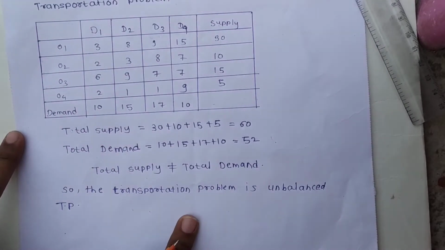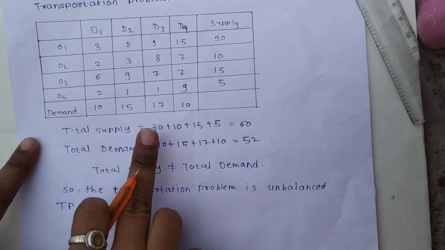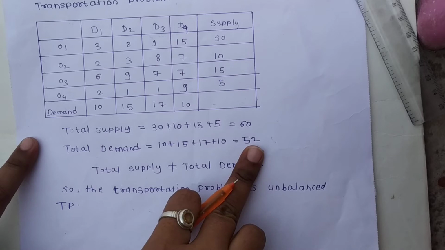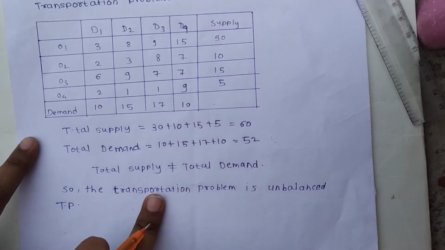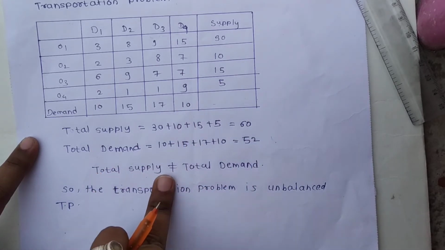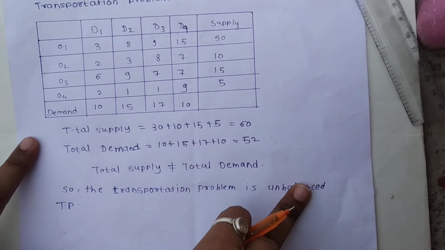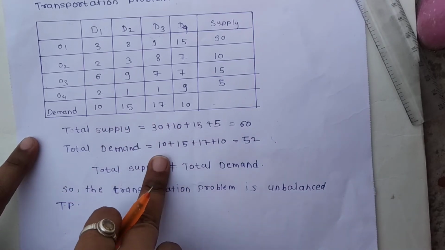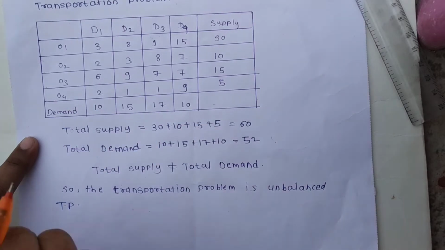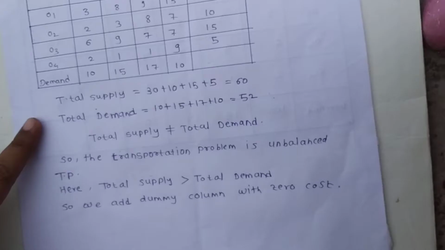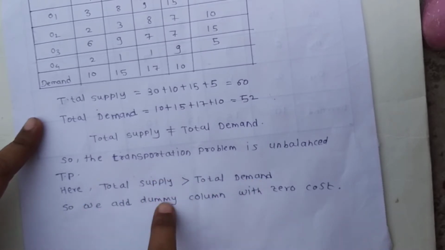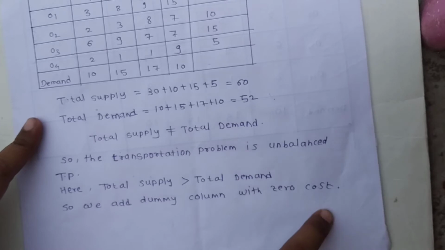So, the unbalanced transportation problem. Here total supply is greater than total demand, so we add a dummy column with zero cost. If the total supply is less than total demand, then we add a dummy row. But here supply is greater than demand, so we add a dummy column with zero cost.